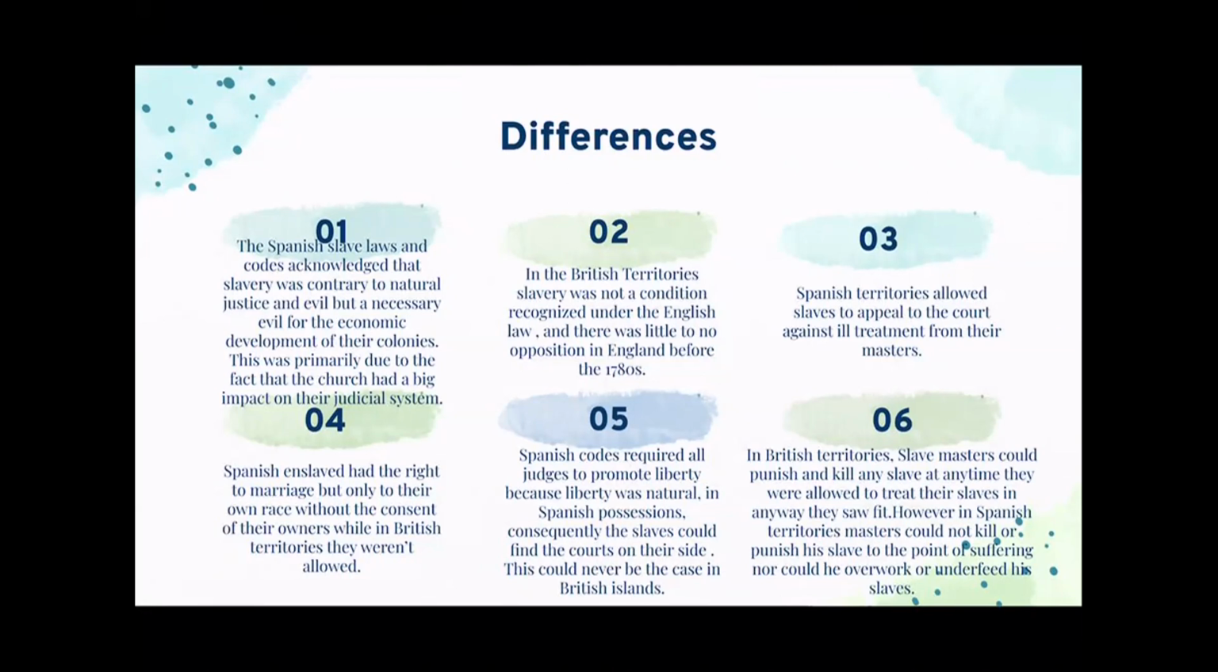Six, in British territories, slave masters could punish and kill any slave at any time, and they were allowed to treat their slaves in the way they saw fit. However, in Spanish territories, masters could not kill or punish a slave to the point of suffering, nor could they overwork or underfeed their slaves.